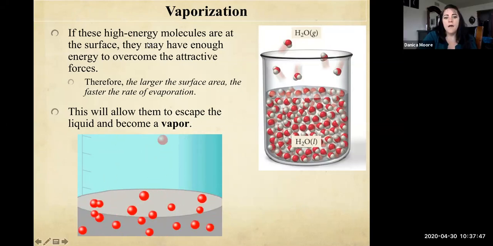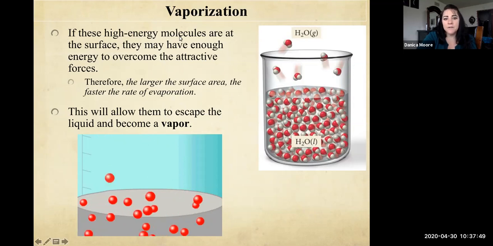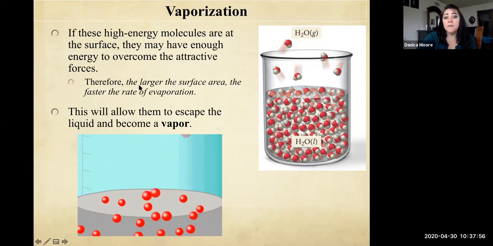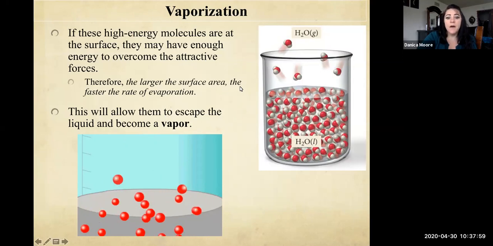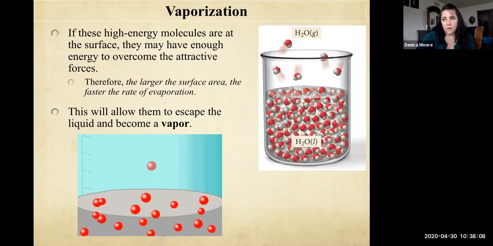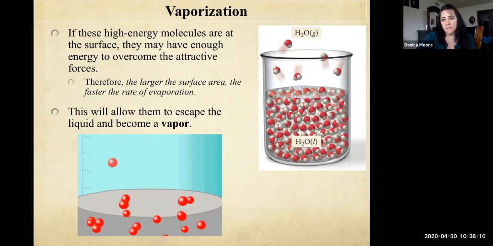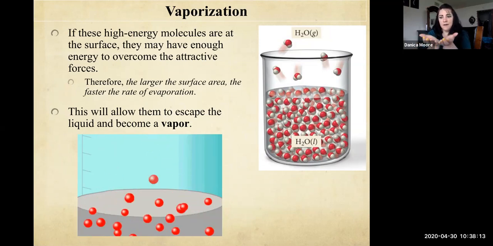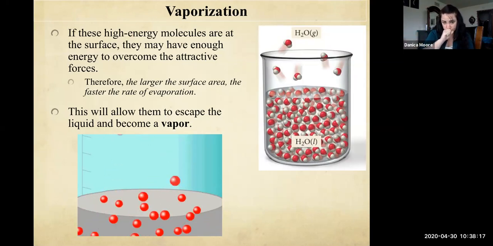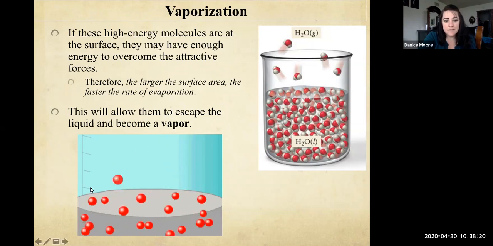If we have high energy molecules at the surface, they may have enough energy to overcome the attractive forces. Therefore, the larger the surface area, the faster the rate of evaporation, right? So if you have a bottle of water with a very narrow opening, the water is going to evaporate much more slowly than if you have it sitting out in a pan, where the surface area of the water is a lot greater.